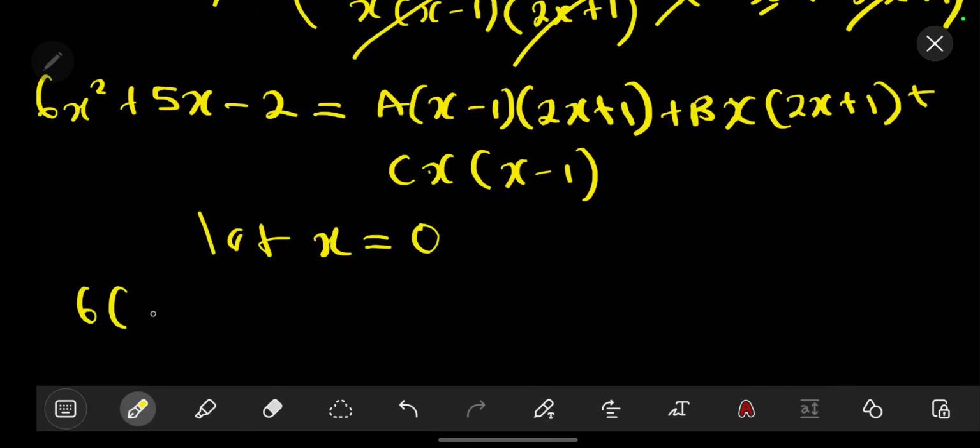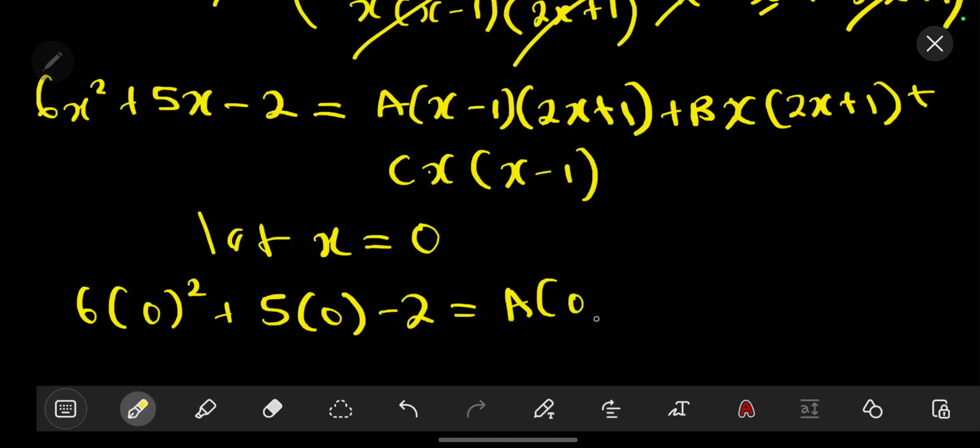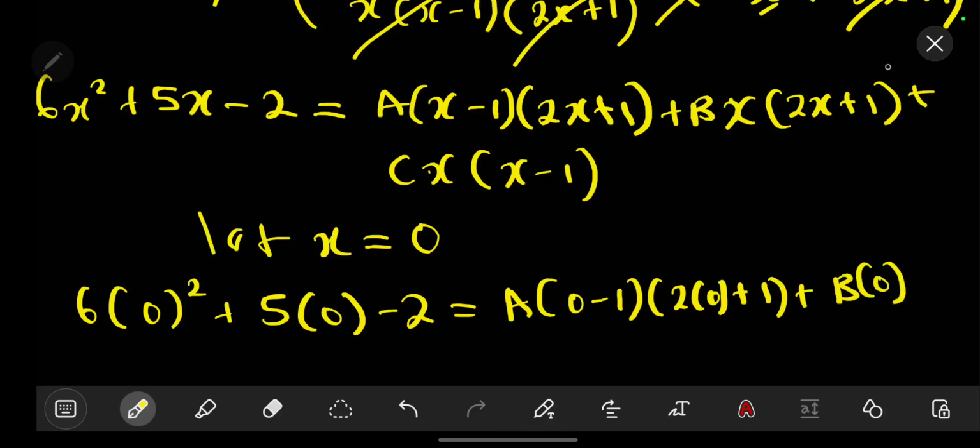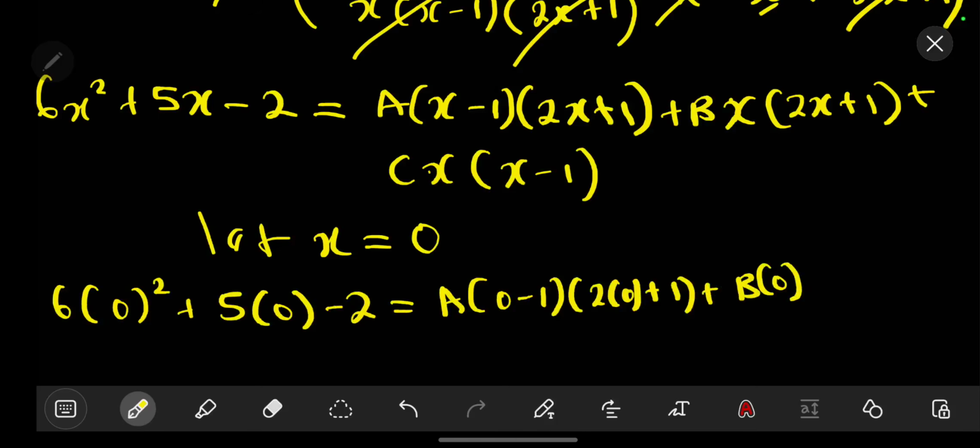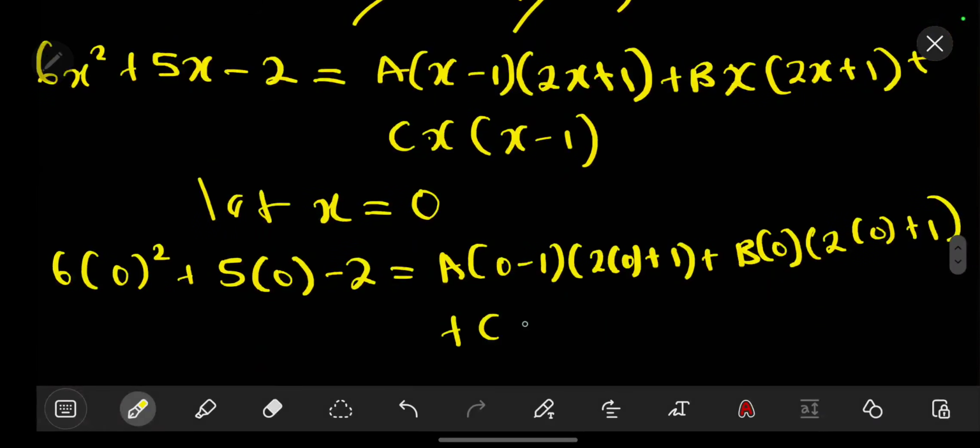We have our 6 where x is, we are going to put 0 squared, then we have plus our 5 where x is, we put 0, minus 2 should be equal to, we have our a, open brackets, we have our 0 minus 1, then we have 2 times our 0, then plus 1, then we have plus b where x is, we put 0, we have our 2, we have 0 plus 1, like that. Then we have plus our c where x is, we are going to have a 0, then we have our 0 minus 1, like that.